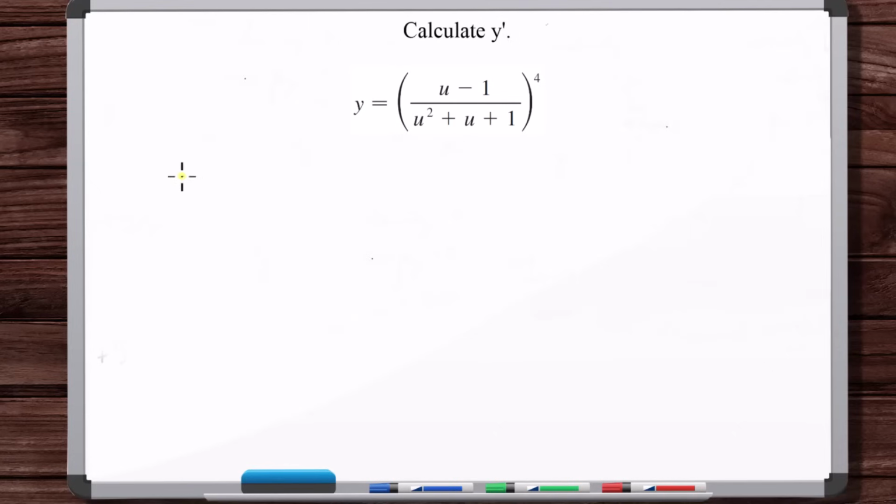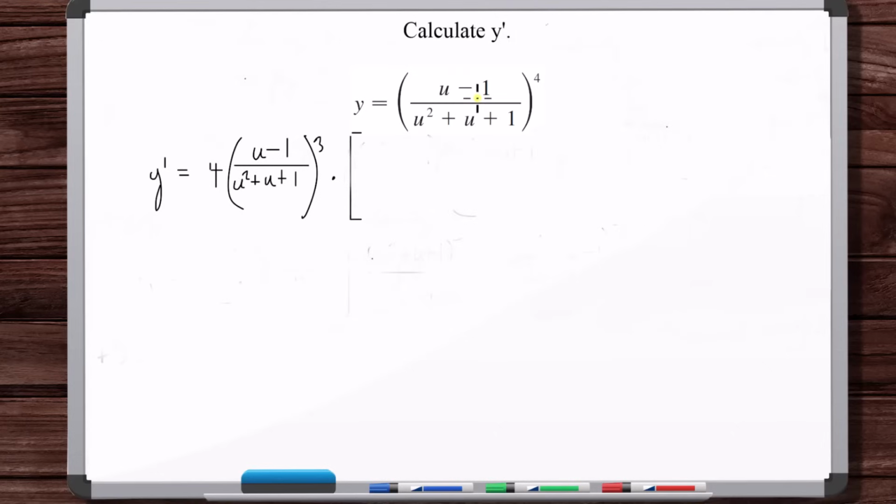So, okay. y is a function of u here, but what's the outermost function? We have some function of u to the fourth power. What is the derivative of some function of u to the fourth power? It's 4 times that function to the third power times the derivative of that function. Okay, what is the derivative of this? There's no more chain rule here. This is just the quotient rule, right? There's no composite function in here.